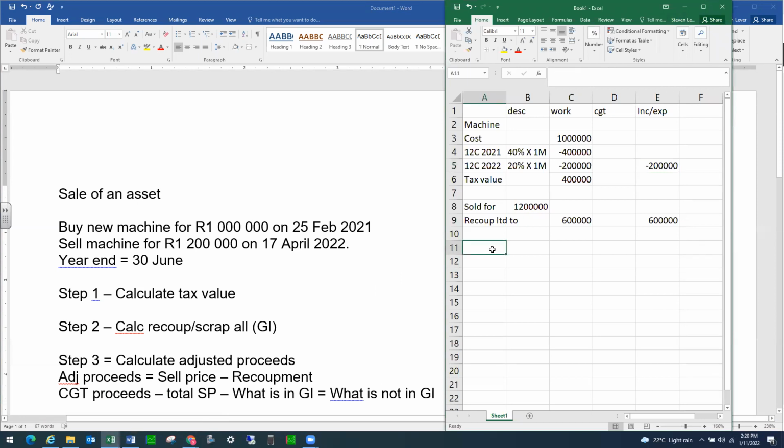Step 3. You're going to say selling price 1.2 million. Recoupment is going to be minus 600,000. And what's going to go into my CGT column? 600,000. That makes sense. And that's going to equal my proceeds. Is that all right? Yeah, I got that.